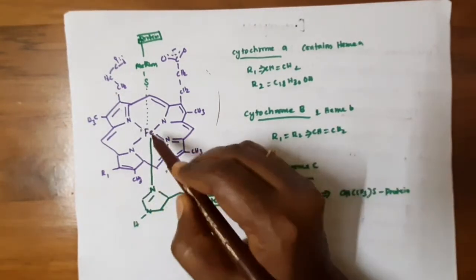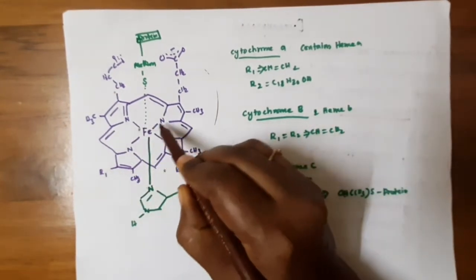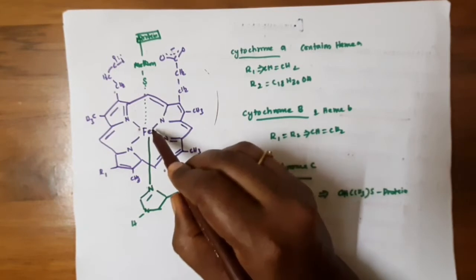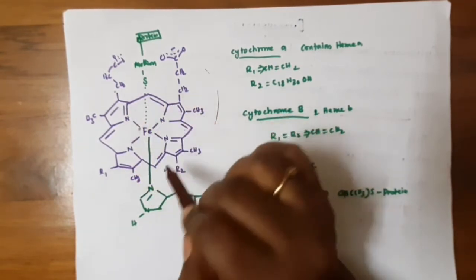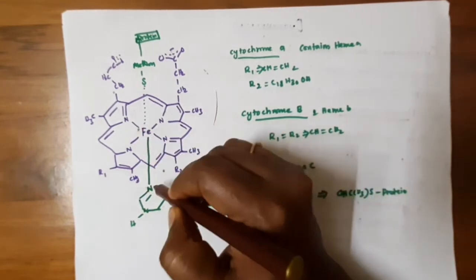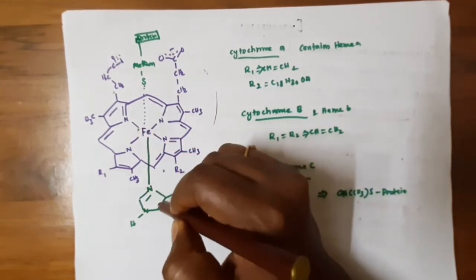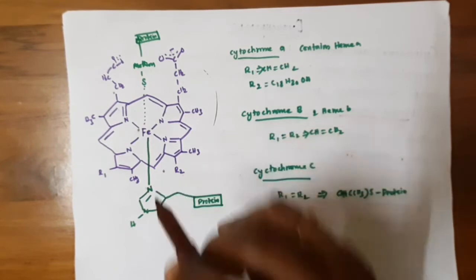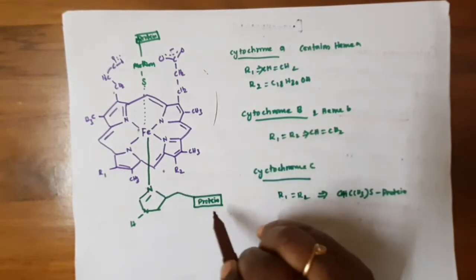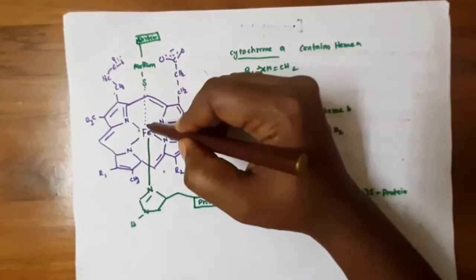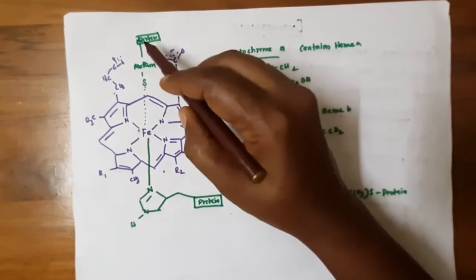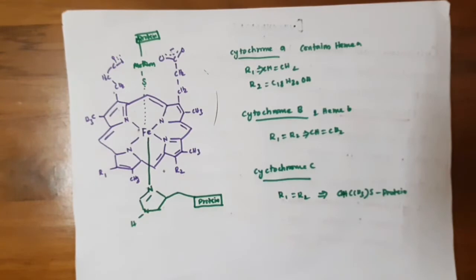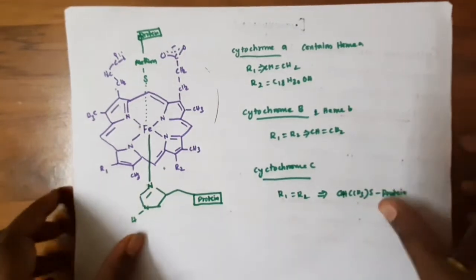Here this is the structure of cytochrome. The four coordination sites are occupied by the nitrogens of the pyrrole rings of the porphyrin molecule, and the fifth site is coordinated to the nitrogen of the imidazole ring of the histidine unit. This histidine unit is attached to the protein wall. The sixth site is occupied by the sulfur from the methionine residue, and this methionine residue is again attached to the protein wall. This is the structure of cytochrome.